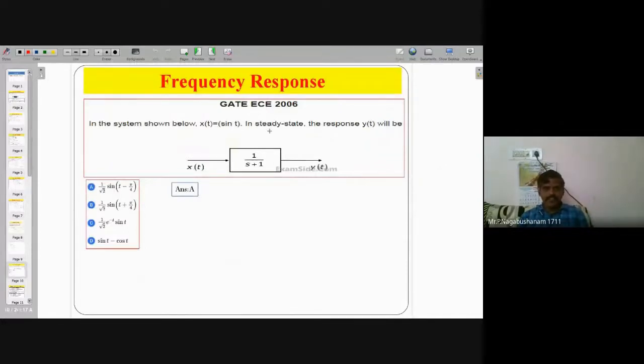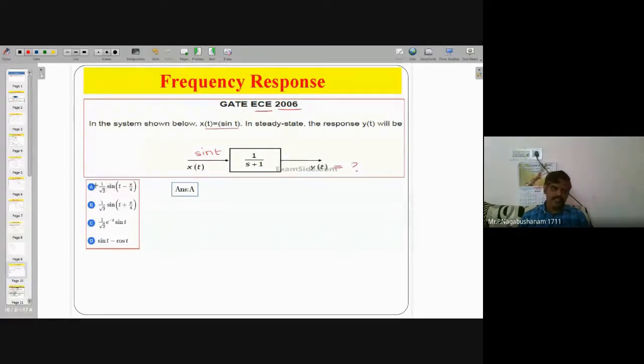Anybody can answer. GATE 2006 ECE, 1 mark. No, don't see the answer. Just practice, because the format is easy to tell the answer without practice. Check it out. In the system shown below, the given input x of t is sin t. They are asking, so to check, the input is a sinusoidal input. Yes or no?